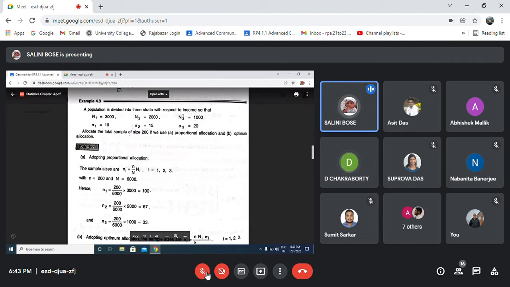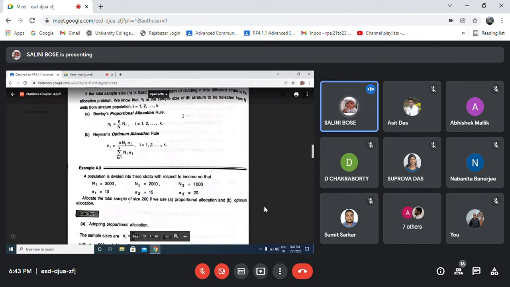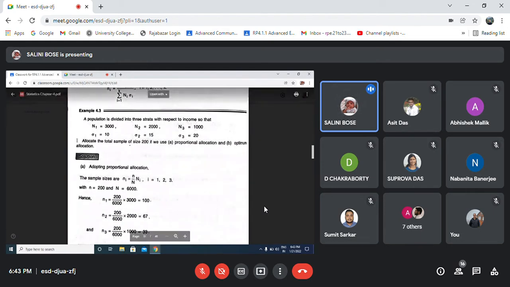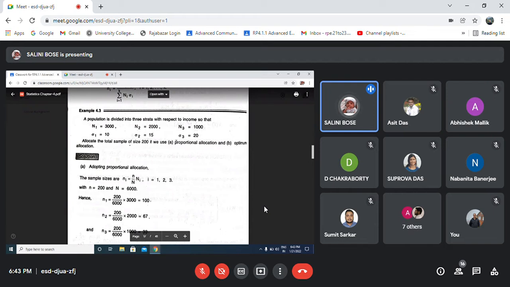Is my question clear? The first time it will be difficult because there are so many equations you have to remember. Just see, for Bowley's proportional allocation rule, the strata sample size ni equals small n by capital N into Ni. Just formula, your formula is like this. There, i is how many? i is 1, 2 and 3 strata. So i will be 1, 2 and 3. So for 3 different strata we have to find out ni.